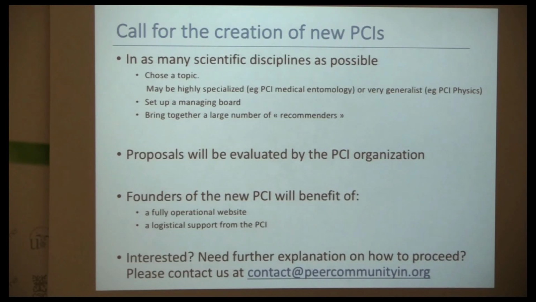At the beginning, we were thinking PCI Ecology was maybe too large, and considered making a PCI Population Ecology, mostly in evolution, but because there is also functional ecology, it could be a PCI in Functional Ecology. So we tried PCI Ecology, but it could be more specialized. It means setting up a managing board and bringing in a large number of recommenders. All proposals will be evaluated by PCI organizations, just to avoid people saying, okay, now we are a PCI and we are just launching a PCI. It's a way to avoid fake PCIs.